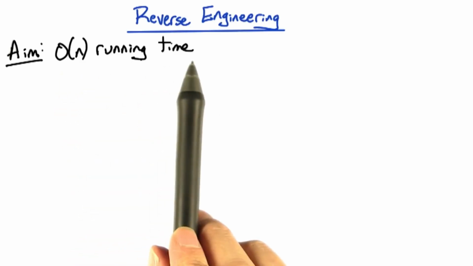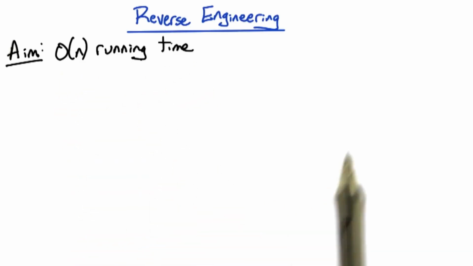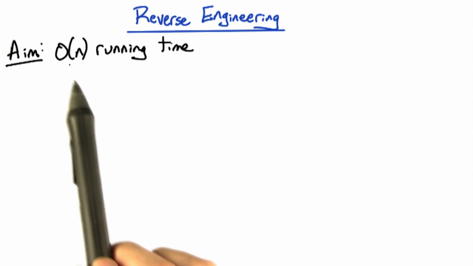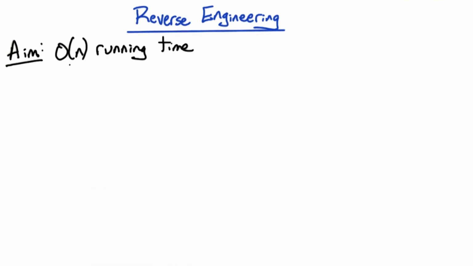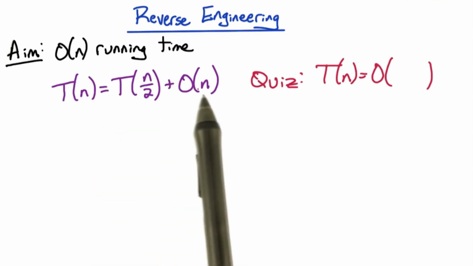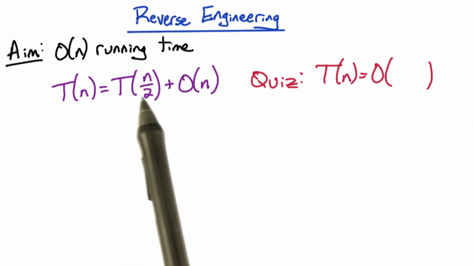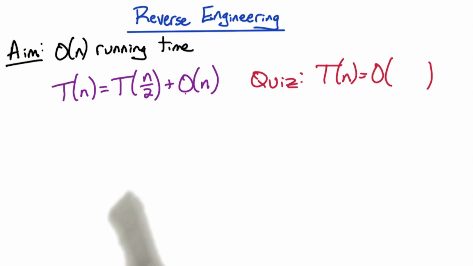Now we're aiming for an order n running time, and we're trying to use divide and conquer. So let's look at the recurrences which yield an order n solution, and then this will give us some idea of the algorithm's basic approach. Take a look at this recurrence. What does this recurrence solve to? T of n equals T of n over 2 plus order n. This recurrence solves to order n.